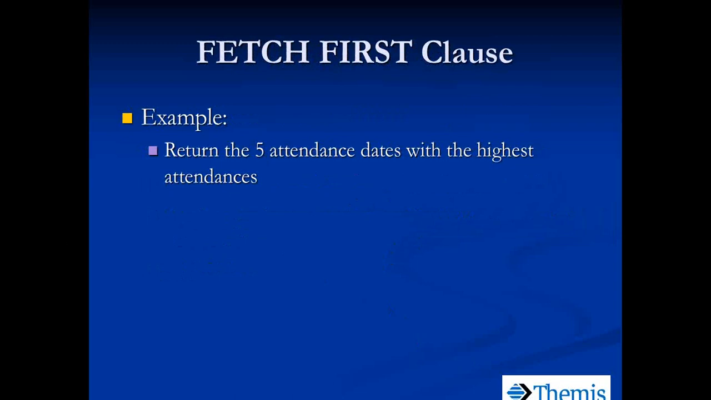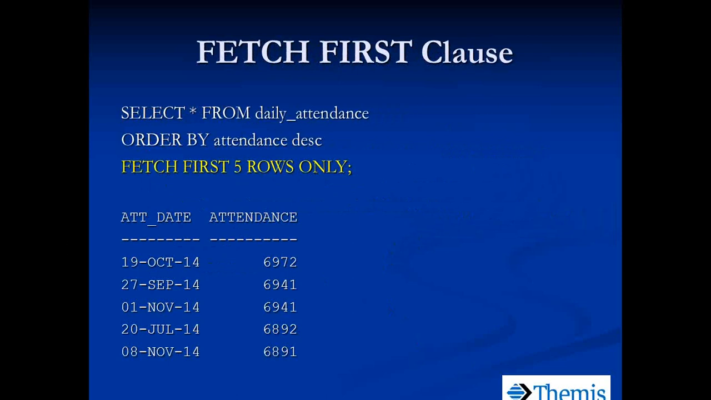Return the 5 attendance dates with the highest attendances. So I want which dates have the highest attendances. And this is really pretty simple. Compared to the row pattern matching, this is a piece of cake. Select star from the daily attendance. We're going to order by attendance in descending order. We're going to fetch the first 5 rows only.